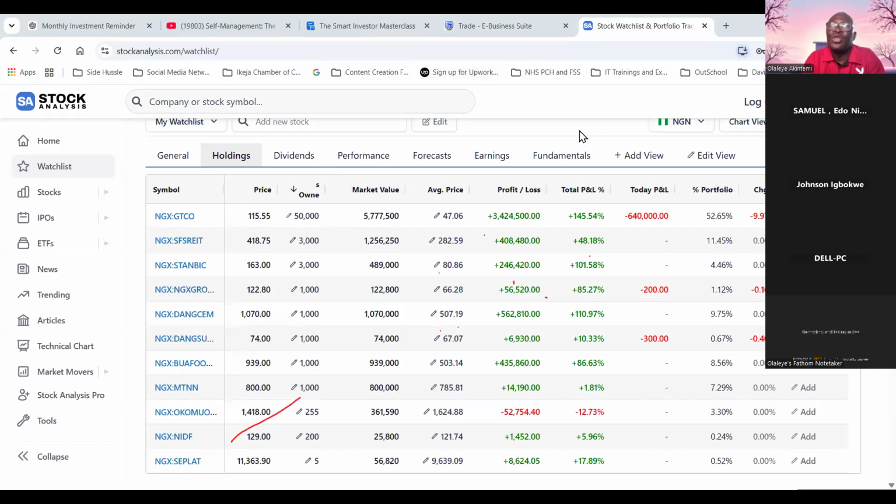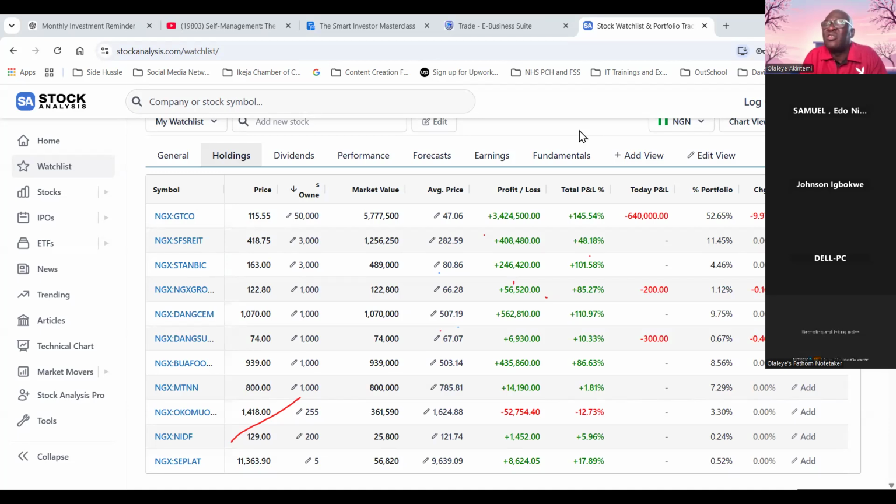Okay, Gitco, you have 253 units. SFS REIT, you have 10,102 units. Stanbic, you have 768 units. You have them randomly like that, odd figures. It's good to always have a round figure. And when I say round figure, you should be rounding it to maybe 200 units, 500 units, 1,000 units, 3,000 units, 5,000 units.